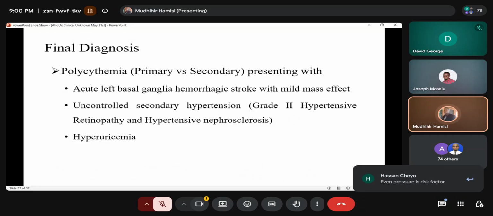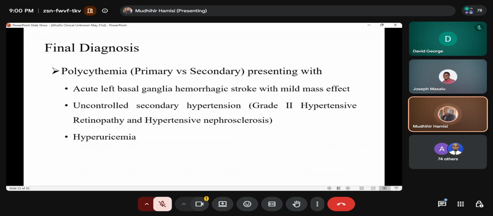But also having the polycythemia, it's also a risk factor of having the uncontrolled hypertension. That's why even though the patient was kept on antihypertensives, the pressure was uncontrolled. And also the hyperuricemia, which was there for almost 5 years, is also due to the polycythemia after the breakdown of the RBCs. They tend to have this hyperuricemia.